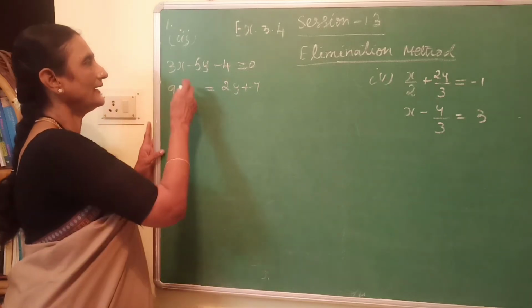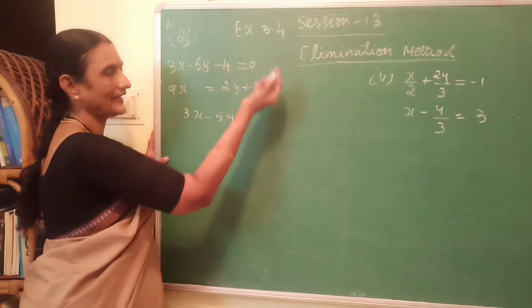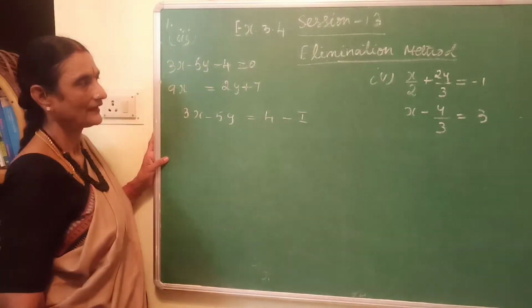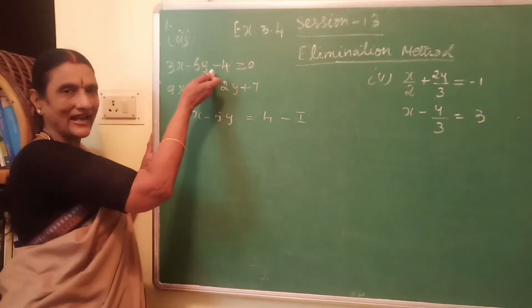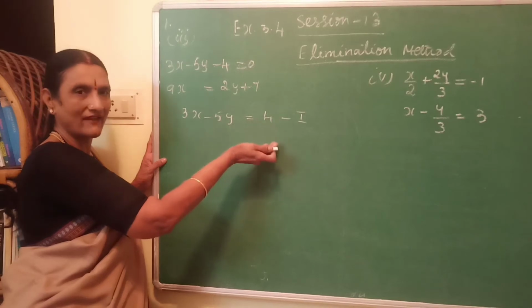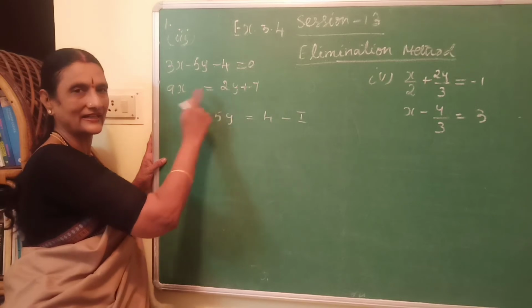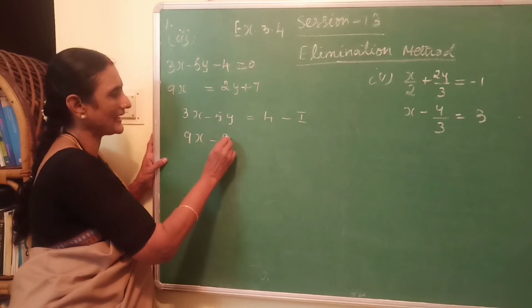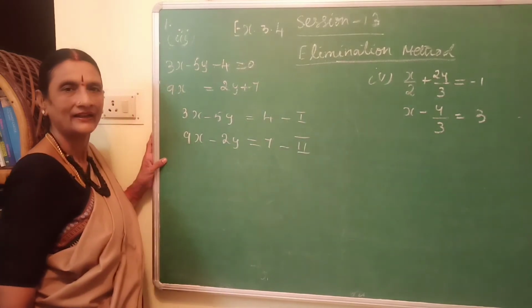Now here I will write 3x minus 5y. I'm going to take that minus 4 to the other side. Let it be 4. This is equation 1. Now the second equation is also not in the standard form. This is the standard form, but we feel convenient if the variable is kept on the RHS. That's why I have written like this. So in the same way, I have to adjust the terms in the LHS and RHS so that I will have the same pattern. So if you do so, it is 9x minus 2y is equal to 7. That is equation 2. Is that clear?